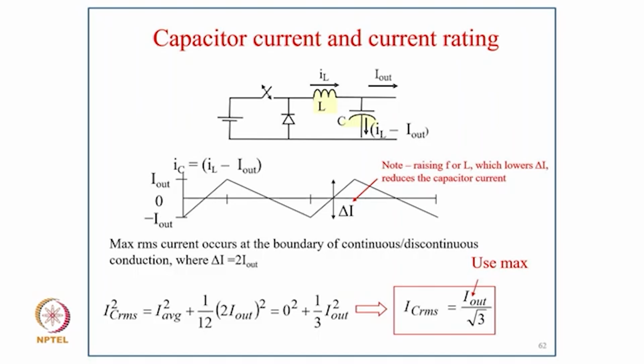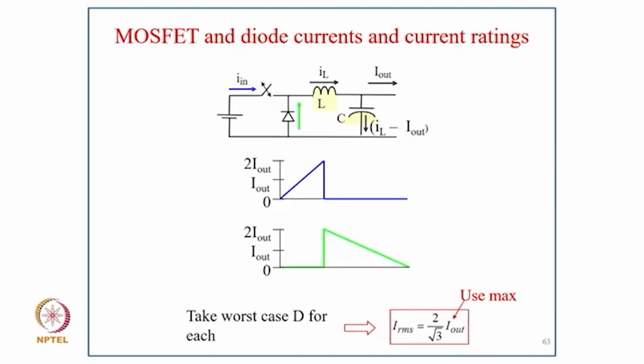Now coming to capacitor current and capacitor rating. We have the capacitor current IL minus I out, with the ripple current, and of course the average of this current is 0, as you can see in the typical waveform. The maximum RMS current occurs at the boundary of continuous current, delta I equal to 2 I out. So IC RMS square equals I average square plus 1 by 12 (2 I out) square, which equals 0 square plus 1 by 3 I out square, or IC RMS equals I output upon root 3.